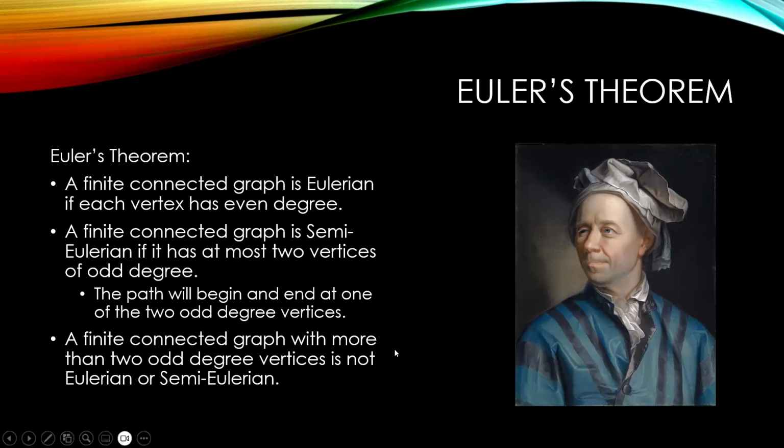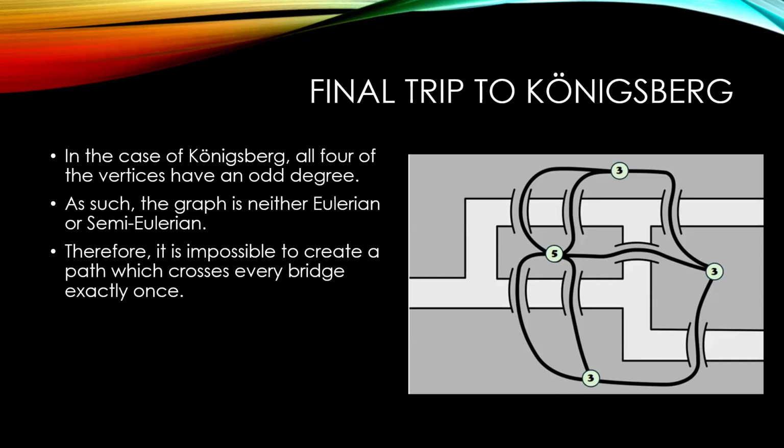If a finite connected graph has more than two odd degree vertices, then it is not Eulerian or semi-Eulerian. So we cannot do that one. And so let's do a final trip to Königsberg.